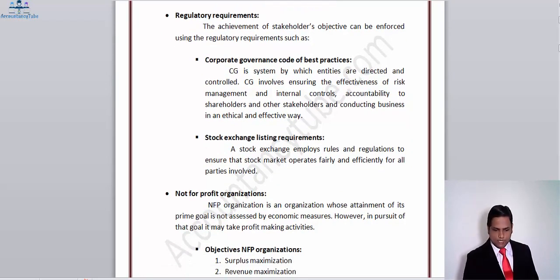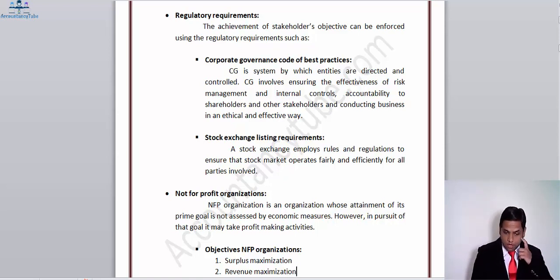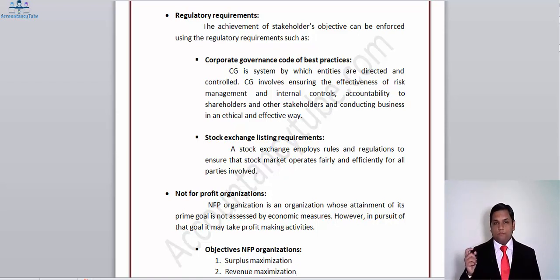Now the next point is regulatory requirements. The achievement of stakeholder objectives can be enforced using regulatory requirements, such as the corporate governance code of best practices and the stock exchange listing requirements. One way of creating goal congruence between management and organization is by giving them incentives, and the second is by the strict letter of the law.